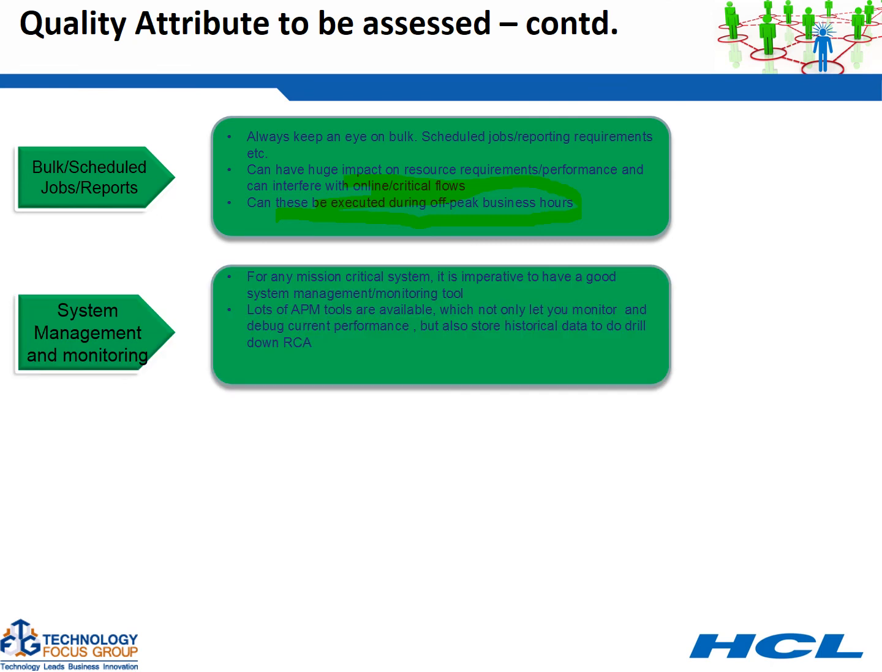And then make sure the application has some kind of system management and monitoring tool. For any mission critical system, it is imperative to have a good system management or monitoring tool. For example, there are Tivoli, Dynatrace, Luxit, etc. Those kinds of APM tools are available, which not only let you monitor and debug the current performance of the system, but also store historical data, so that you can do a drill-down RCA if there was any issue. These APMs will give you a layer-wise breakdown of transaction time, so that you can see exactly which is the potential bottleneck in your system.